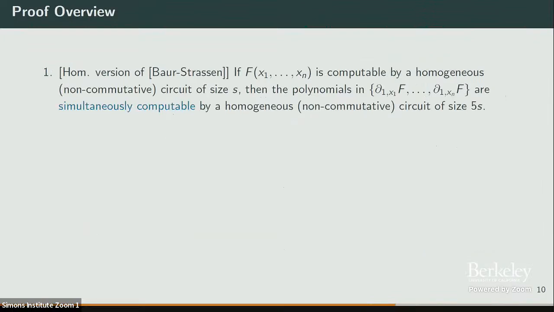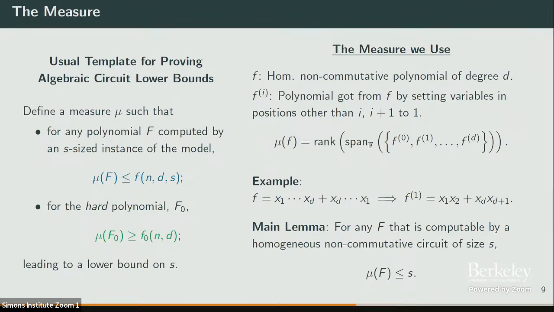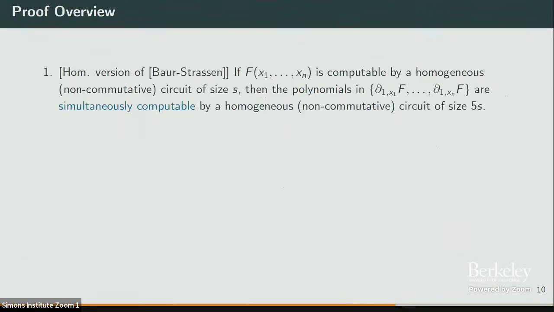So once we have that lemma, as I said, the highest this measure can be is D, but we managed to get an nD lower bound. The way we do that is by using this trick of Baur and Strassen, where they say that if F is being computed by a circuit of size S, you can compute all its partial derivatives simultaneously without blowing up the size much, just a constant factor. So we have to prove a homogeneous version of that, which is a little bit of work, but it's not very difficult. We managed to do that.